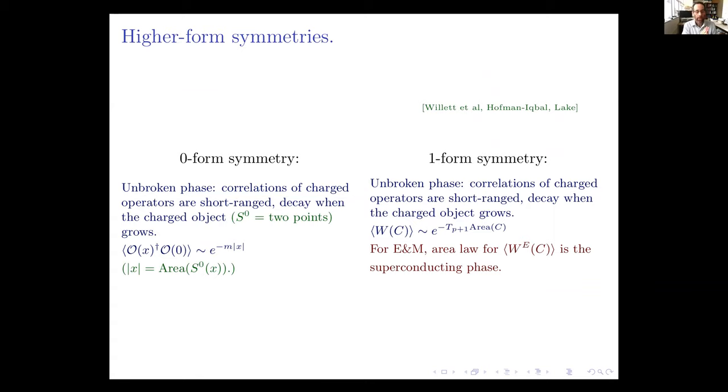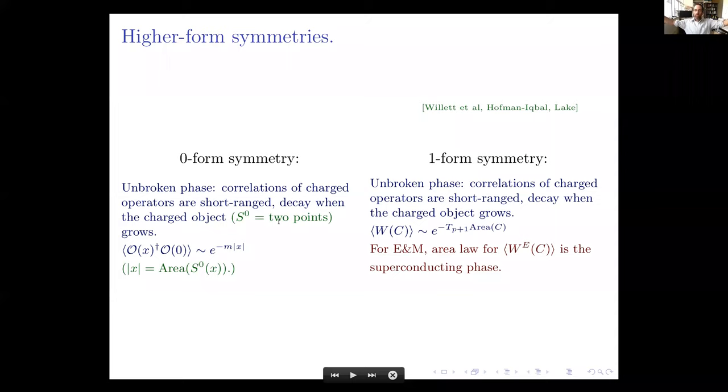And now I want you to think of a charged operator, for purposes of generalization, as both the operator of charge Q and its conjugate, the operator of charge minus Q, its dagger. Think of these as the two points of a zero sphere. When I say that the object grows, what I mean is that the two points are being separated. The region in between the charged operators is growing.